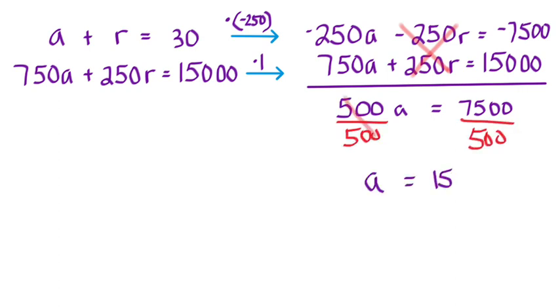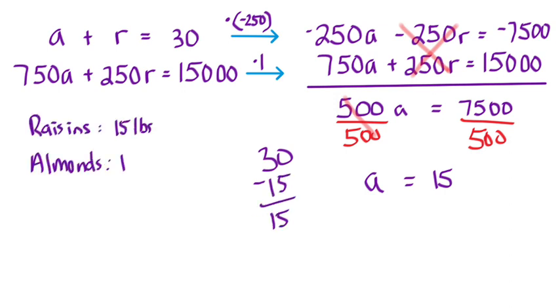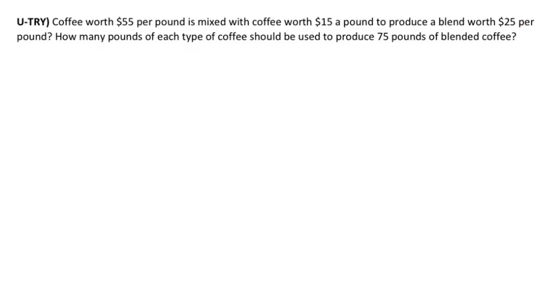which is 15. Well, we know that the pounds total were 30. So if it's 15 almonds, it obviously has to be 15 raisins as well, right? That's kind of common sense. And I could check my work if I wanted to, but I'm not needing to. So this is a you try. It's a coffee one. You're going to do this with your groups. See how you do. If you're watching the video, go ahead and pause it and give it a whirl.